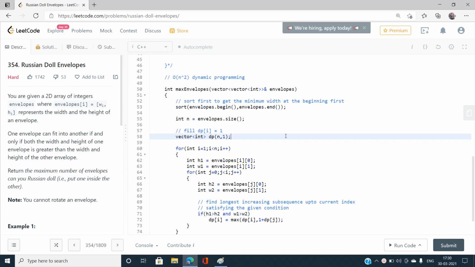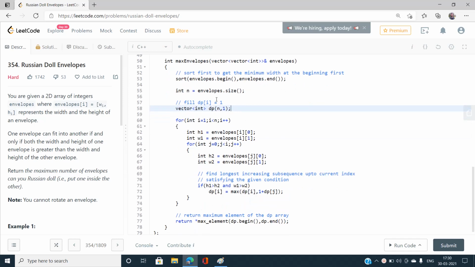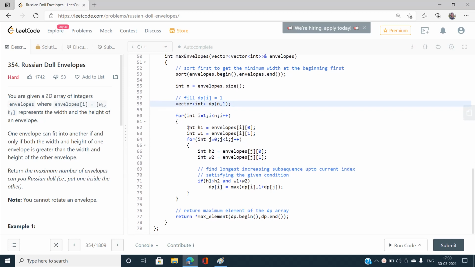First place some key at the beginning. Let's say the first key. Why not width? Okay, so fill dp[i] = 1. That is the minimum answer, since the answer always includes some envelope. I start from 1 to n and take the parameters h1 and w1, envelope[i][0] and envelope[i][1]. I have taken this one wrong, but if it is a variable, no need to worry about it.